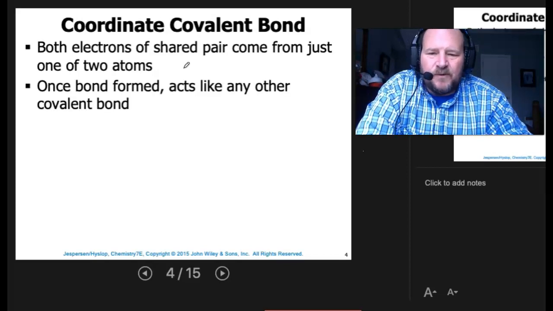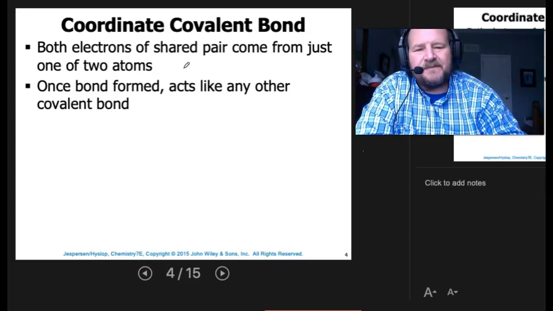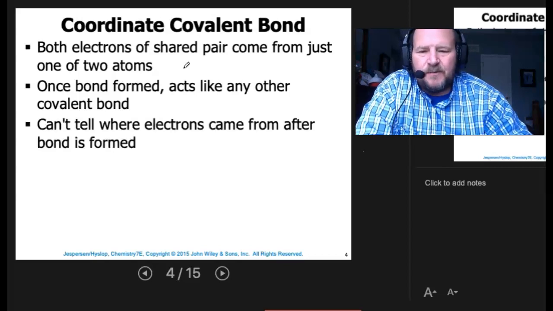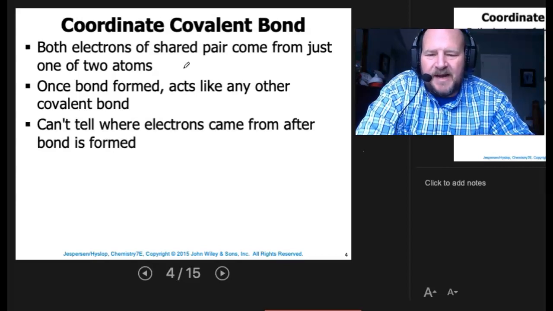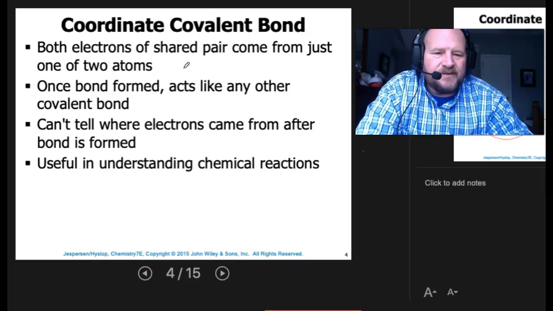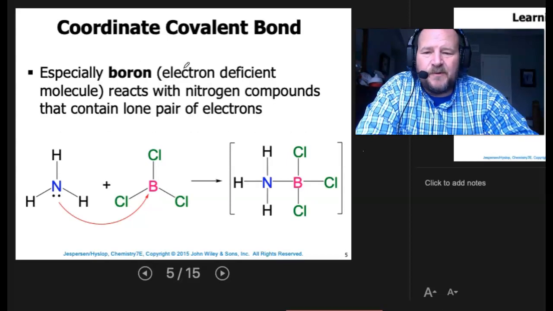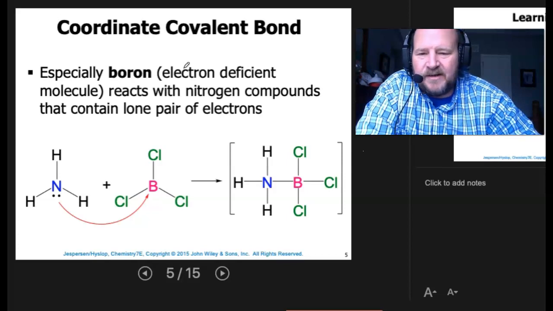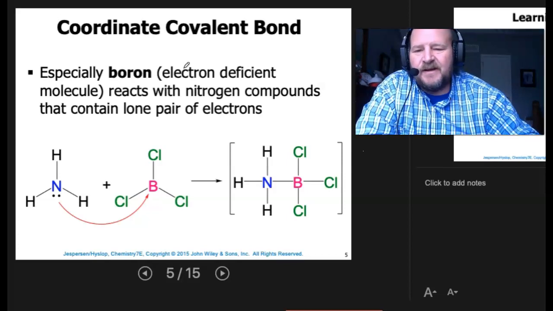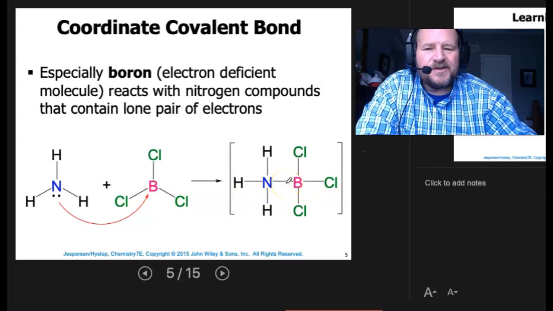Once that bond is formed, it acts just like any other covalent bond. So you can't tell that the 2 electrons only came from the 1 atom. We can't tell where the electrons came from after that bond is formed. So it's useful in understanding chemical reactions. Another place we see coordinate covalent bonds is when we're dealing with boron. We've already pointed out that boron is electron deficient. And so here, the nitrogen can donate the lone pair to the boron, forming a single bond. And of course, it's a coordinate covalent bond, as both electrons came from the nitrogen.